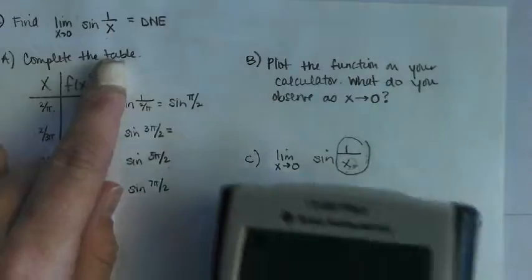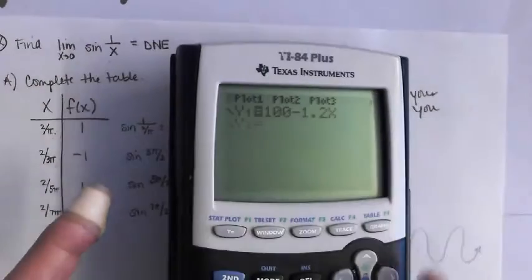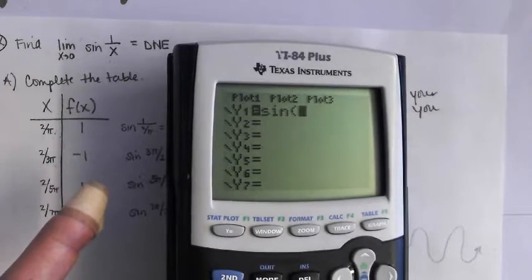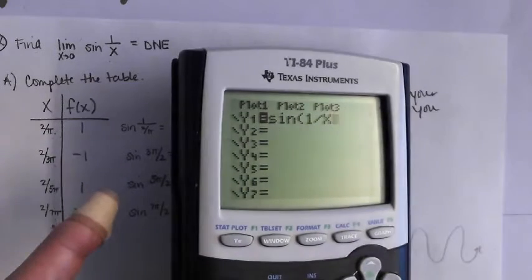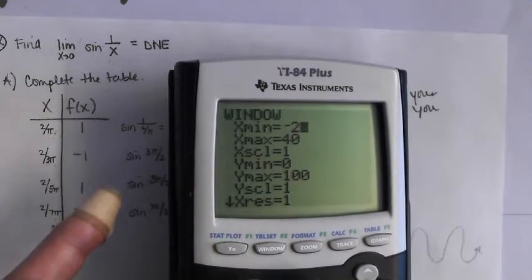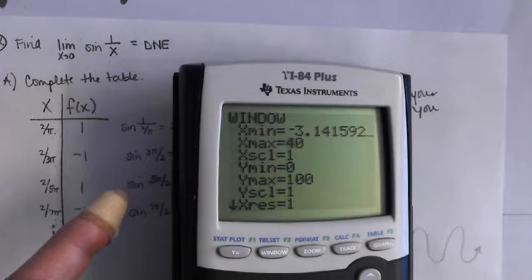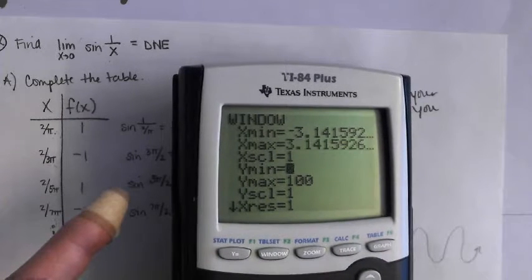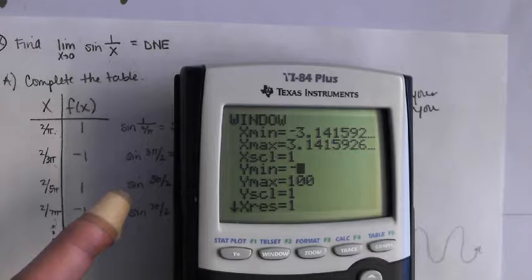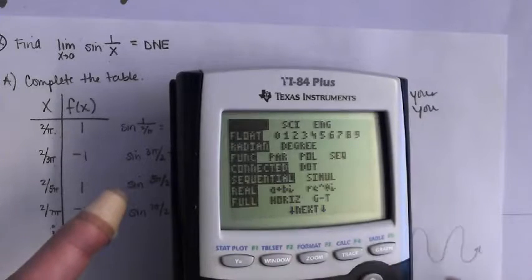The graph of this, to go to part B, to make you see what the graph of it looks like. I'm going to do my window from -pi to pi. And I'm going to do from -1 to 1 should be fine. Mode in radians, good.